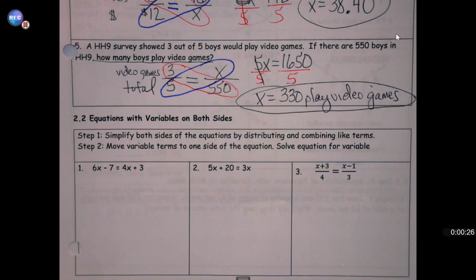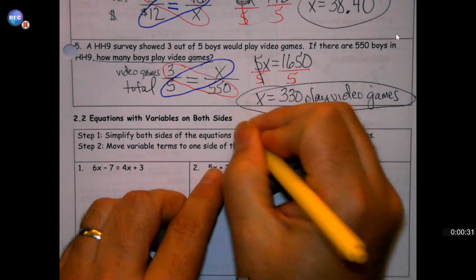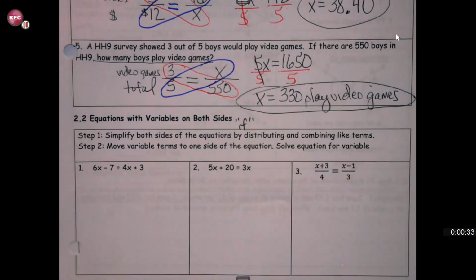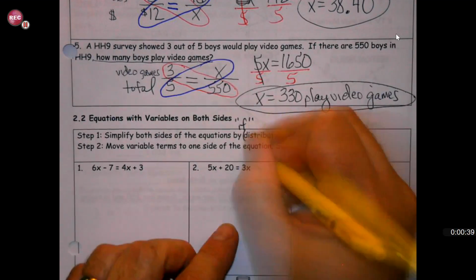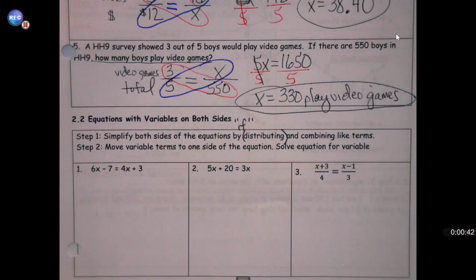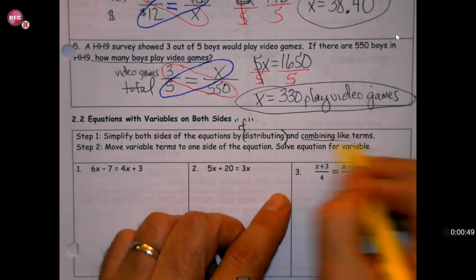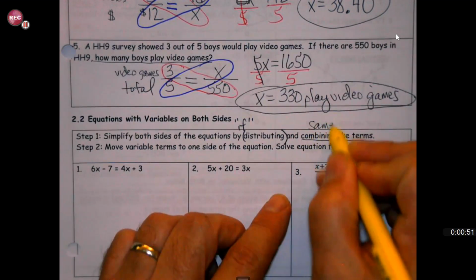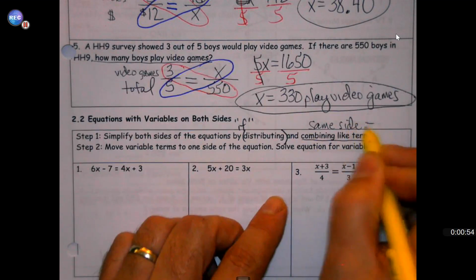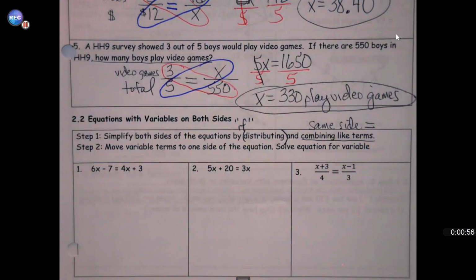We're going to simplify both sides if there's any distributing or combining of like terms, okay? Distributing meaning there's parentheses. Combining like terms meaning on the same side of the equals, that there's something going on. You won't have step one every single time, okay?